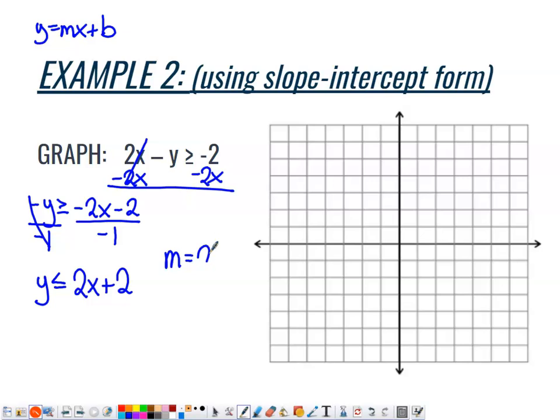My slope is 2. My y-intercept is also 2. So we're going to go ahead and graph that. My y-intercept is 2 units above. And then we have a slope of 2. So we go up 2 over 1.